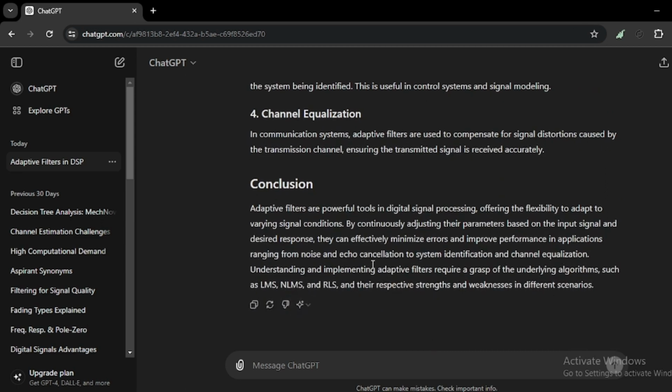Basically, adaptive filters are a very powerful tool in digital signal processing, offering the flexibility to adapt to varying signal conditions by continuously adjusting their parameters based on the input signal and the desired response. They can effectively minimize error and improve performance in applications ranging from noise and echo cancellation to system identification and channel equalization. Let's move toward the book.